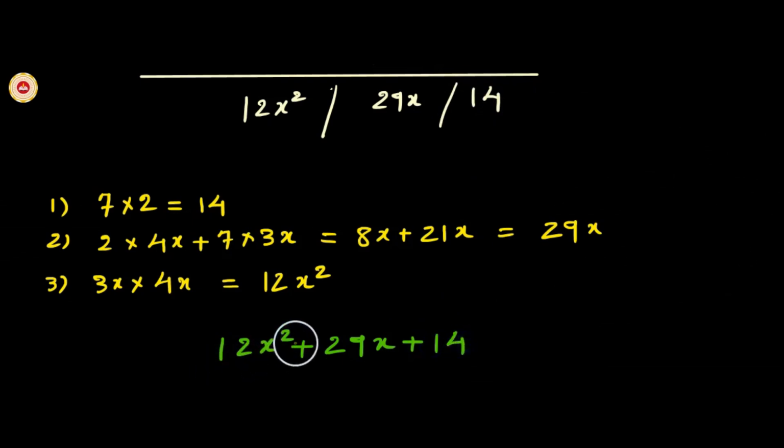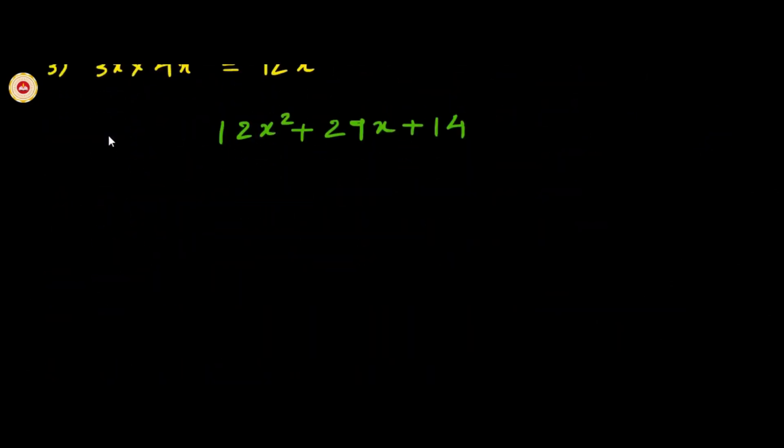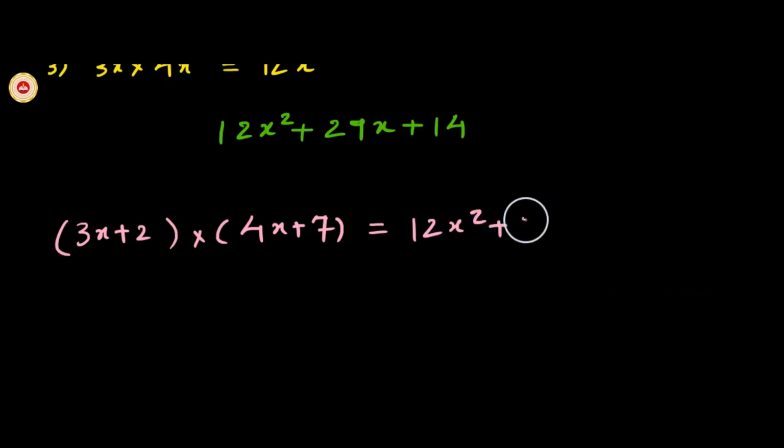So 12x squared plus 29x plus 14 is the answer. Now we can verify the answer by using the Bijanka method, the sutra Gunita Samuchchayah, Samuchchaya Gunitah. Okay, so 3x plus 2 multiplied by 4x plus 7, and what's our answer? 12x squared plus 29x plus 14.